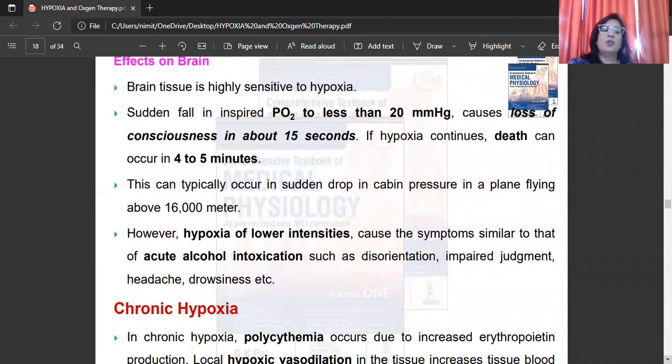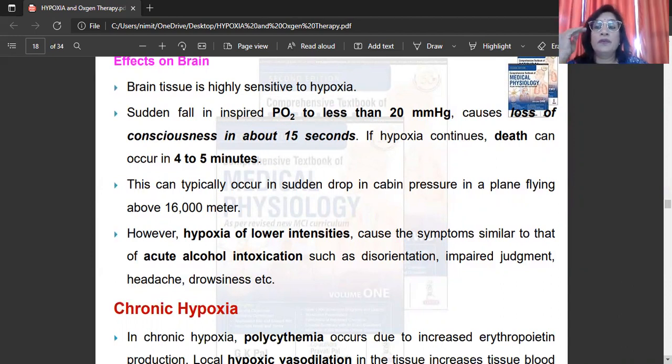What are the effects on the brain? Brain tissue is very sensitive to hypoxia. Very important point: the brain is very, very sensitive to hypoxia. Whenever there is a sudden fall in the inspired PO2 to less than 20 millimeter mercury, it causes loss of consciousness.